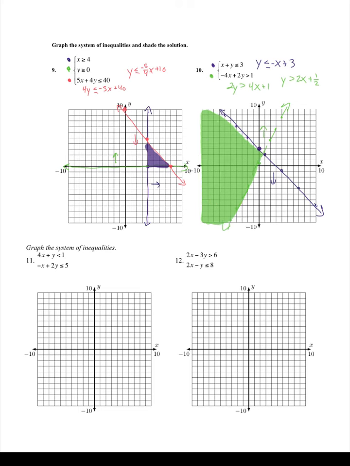For number 11, we're going to get y by itself, so we're going to subtract 4x. Again, we've got less than, so it's going to be below the line, and it's going to be dashed. Start at our intercept of 1, down 4 to the right 1, or up 4 to the left 1. Again, dashed line, and we're shading below.